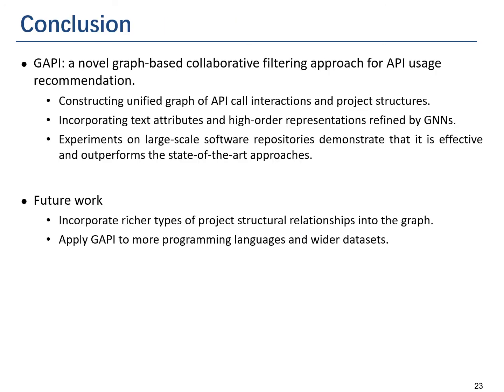In conclusion, we propose GAPI in this paper, a graph-based collaborative filtering approach for API usage recommendation that mainly includes 3 contributions. First, constructing a unified graph of API call interactions and project structures. Second, incorporating text attributes and high-order representations refined by GNNs. Third, experiment results on large-scale software repositories demonstrate that it is effective and outperforms the state-of-the-art approaches.